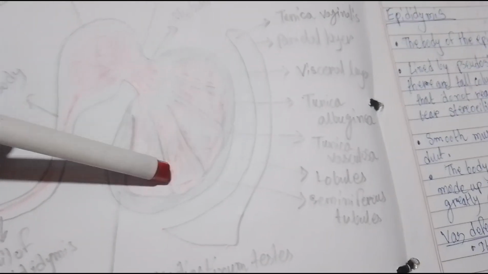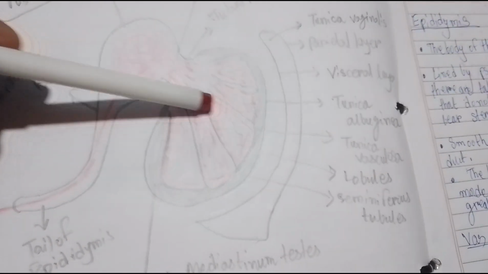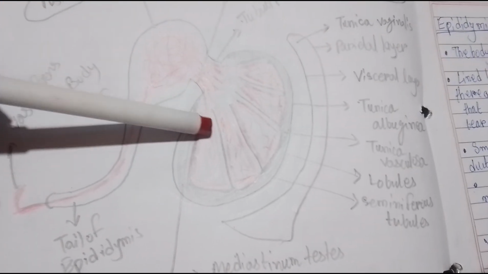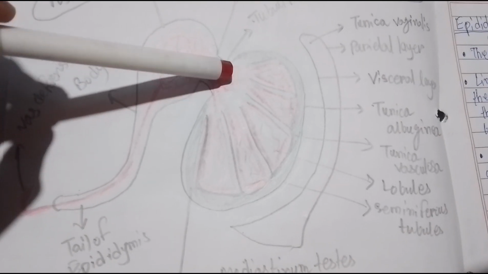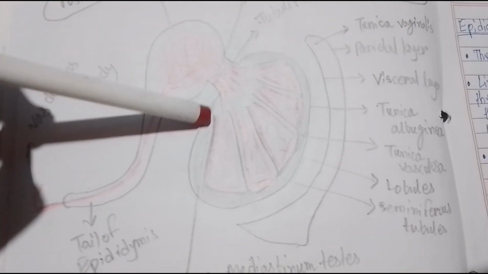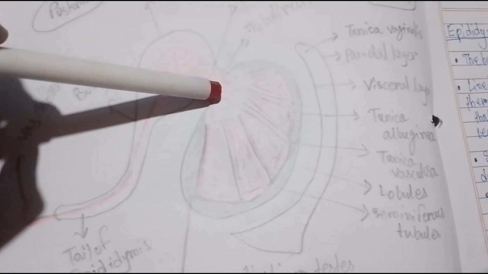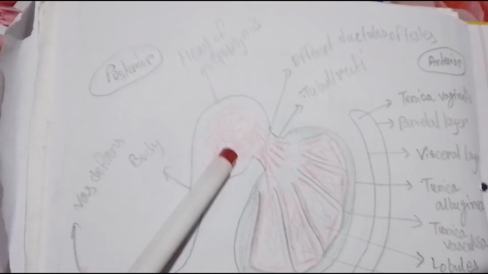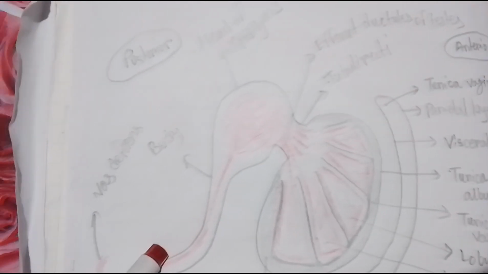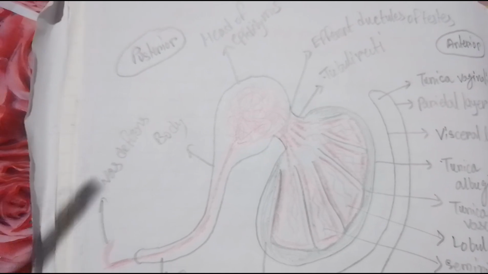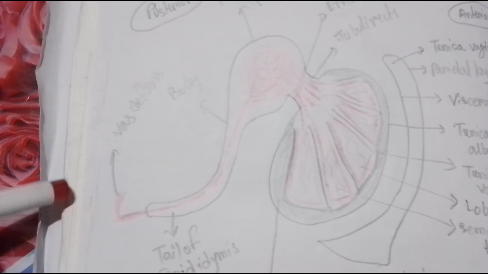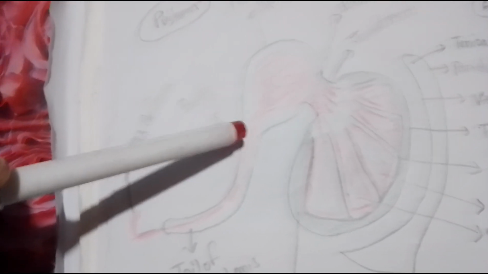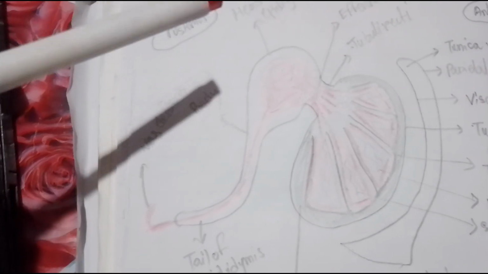and these are the tubules, seminiferous tubules in which sperm is produced. And here is the tubuli recti, which forms a tube-like structure, and here is the head of the epididymis, and then body of the vas deferens, and then body of that vas deferens. This is the tail of the epididymis, and this continues as vas deferens, which opens in the penis.